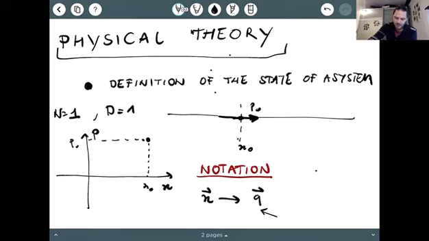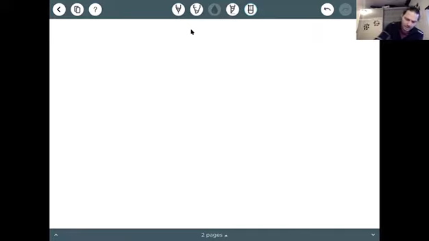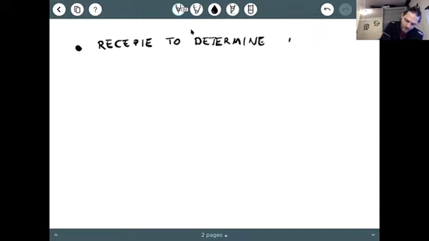Now let's take a leap. We have now defined what is a state. What is the second ingredient of a physical theory? The second ingredient of a physical theory is a recipe to determine the system's equation of motion.